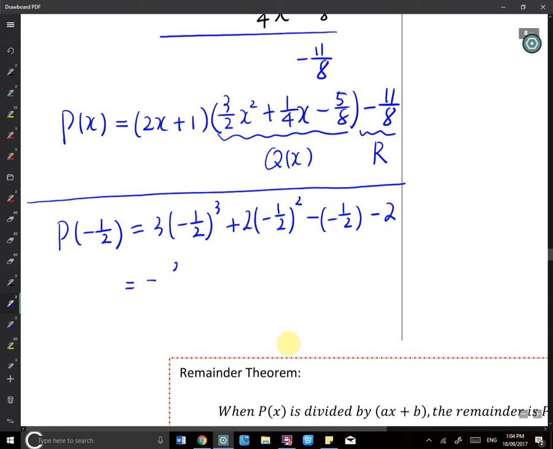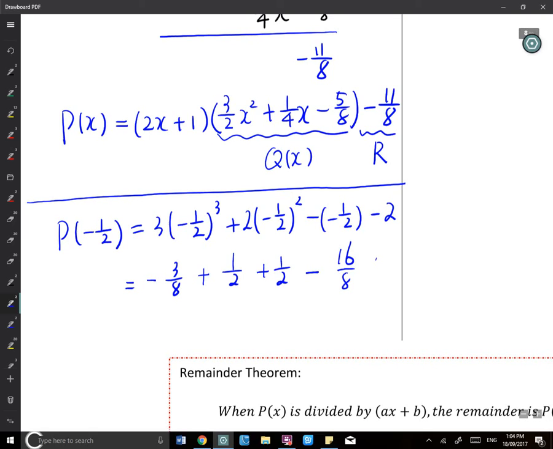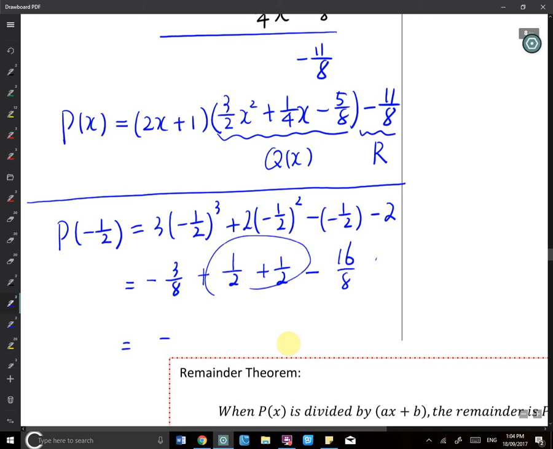So what we have is negative 3 on 8, plus, okay, what's that? That's a half, a quarter times 2, which is a half, plus a half, minus 2. Let's say minus 2 is minus 16 over 8, and that's plus 1, so plus 8 over 8 minus 16 over 8, plus 5, that's minus 11 over 8.